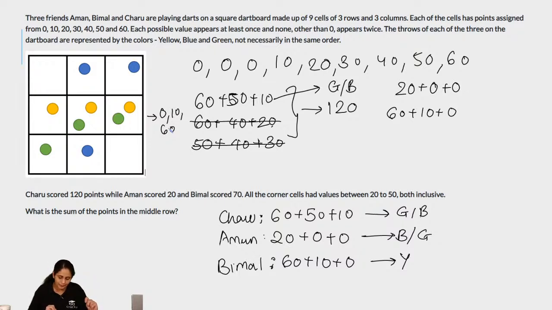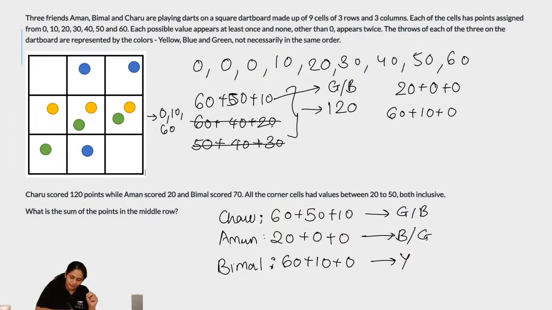Now we see that green and yellow are the same for two values and different for one value. So we have to see between Charu and Aman who has the same common values with Bimal. If you see Charu and Bimal, 60 is the same, 10 is the same. So there are two values which are common between Charu and Bimal. Is that the case between Aman and Bimal? Between Aman and Bimal, only 0 is common. The other 0 and 20 are not common.